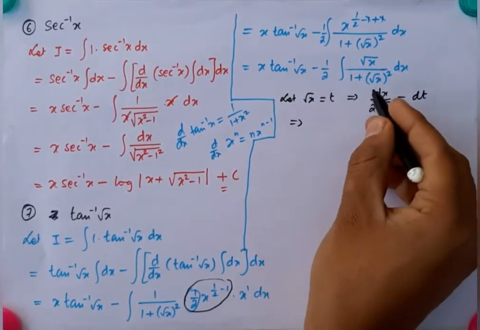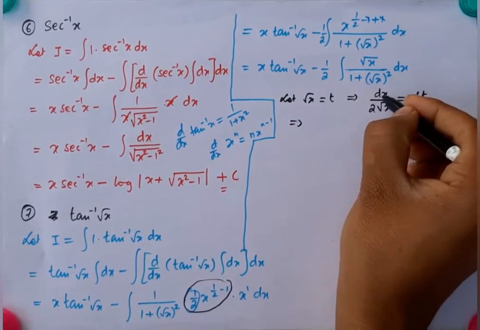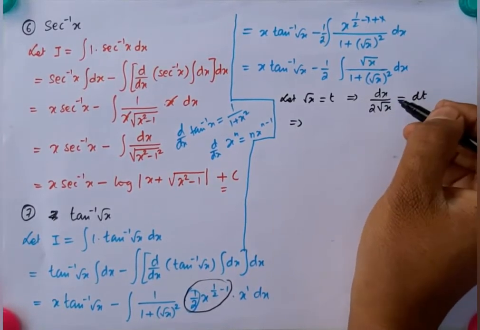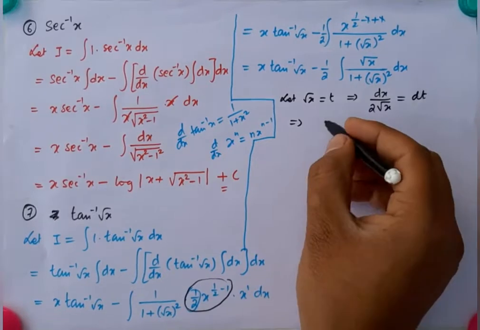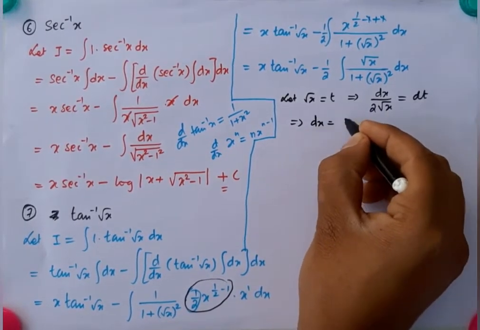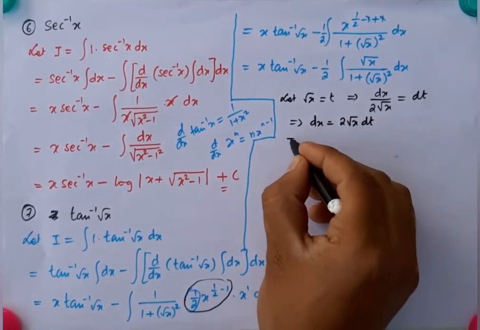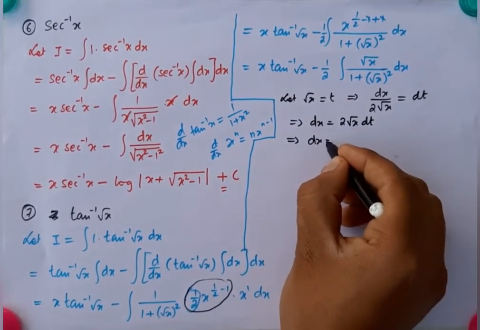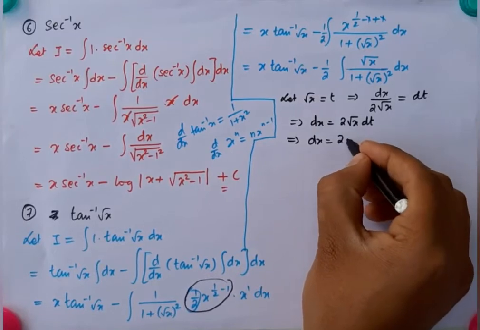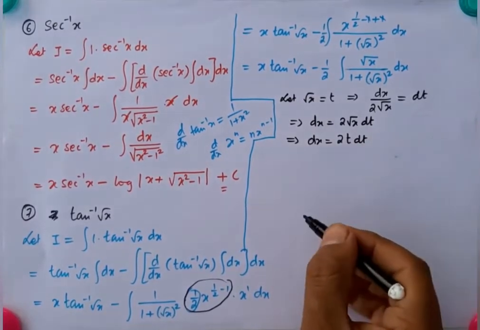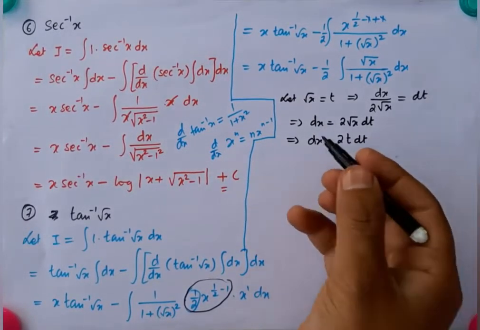But we have root x dx, isn't it? We got the value of only just root x. But we'll work for this, don't worry. So dx is equal to 2 root x dt, isn't it? So what is actually root x? Root x is t, so that's why this becomes 2t dt. Alright, so let's go back to our work.